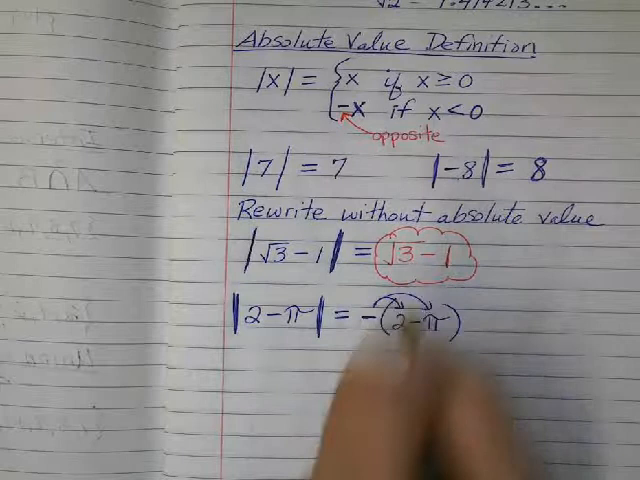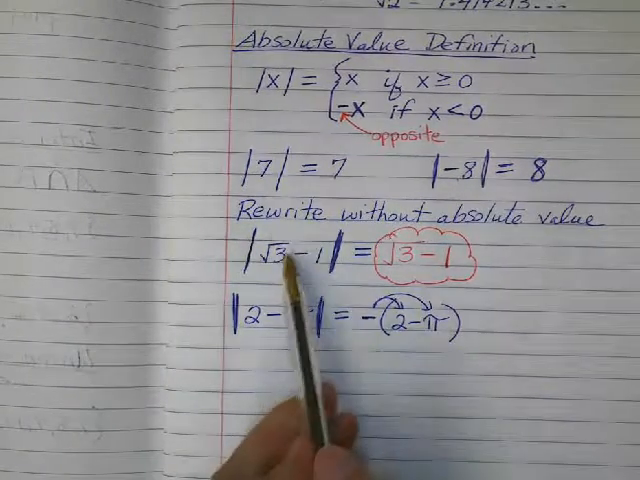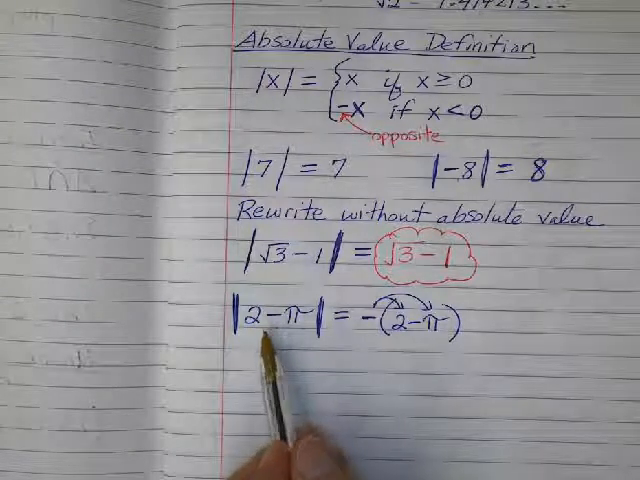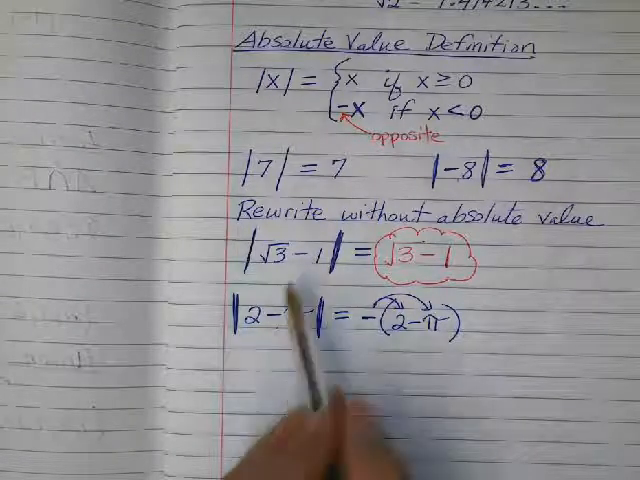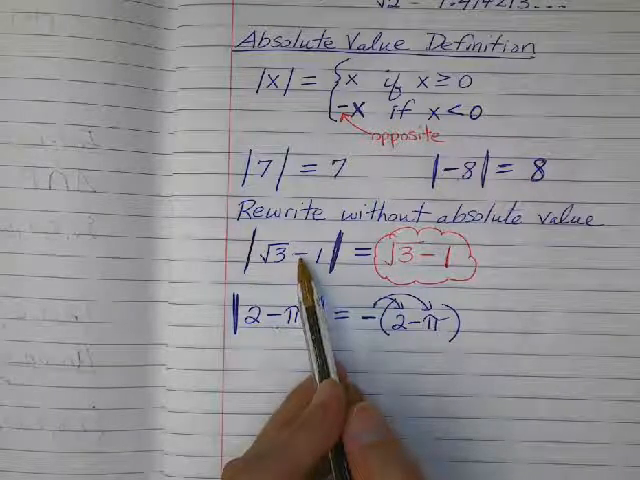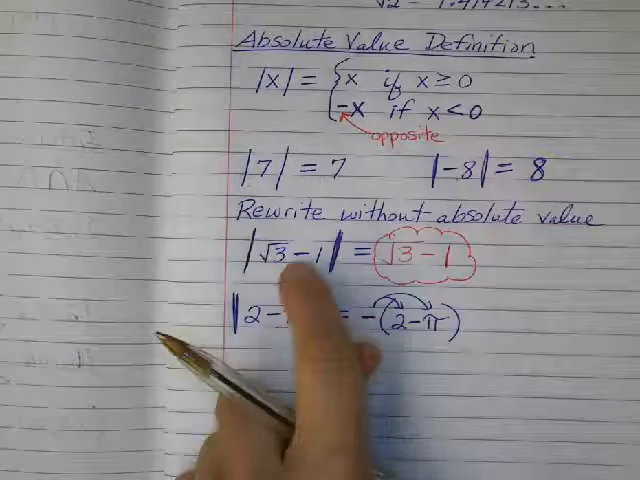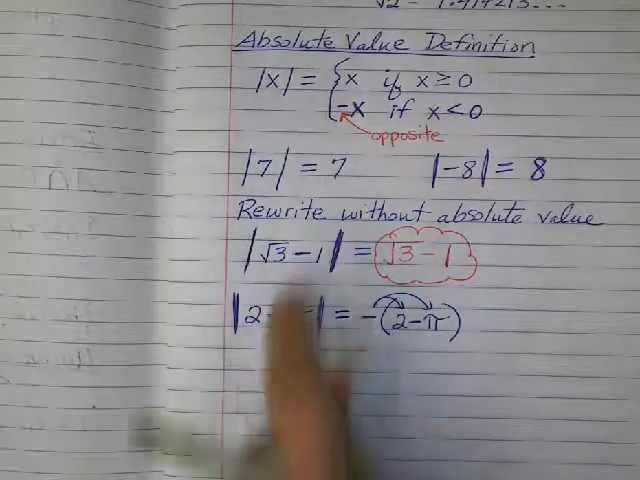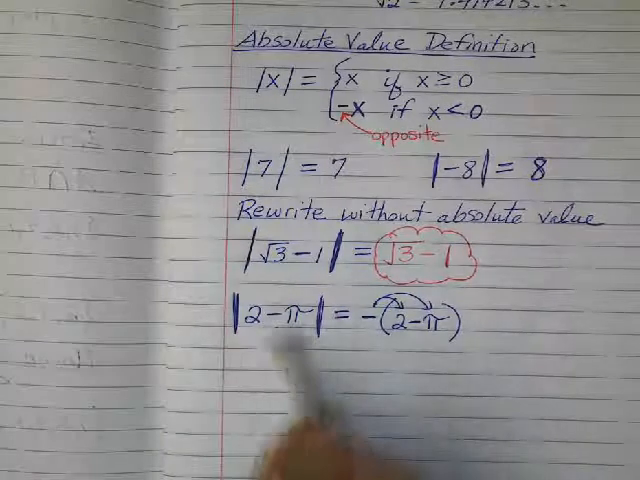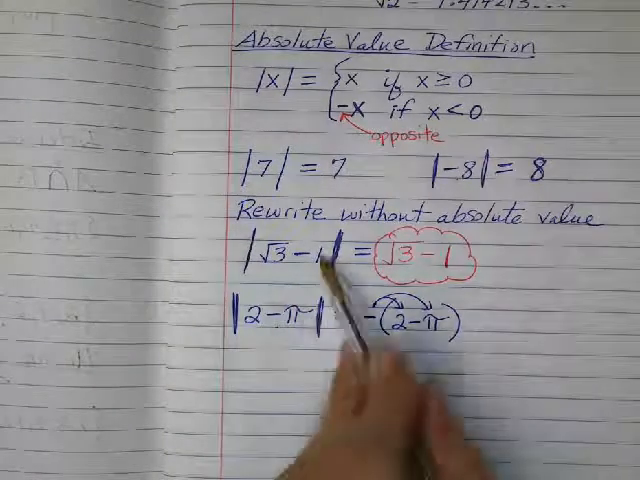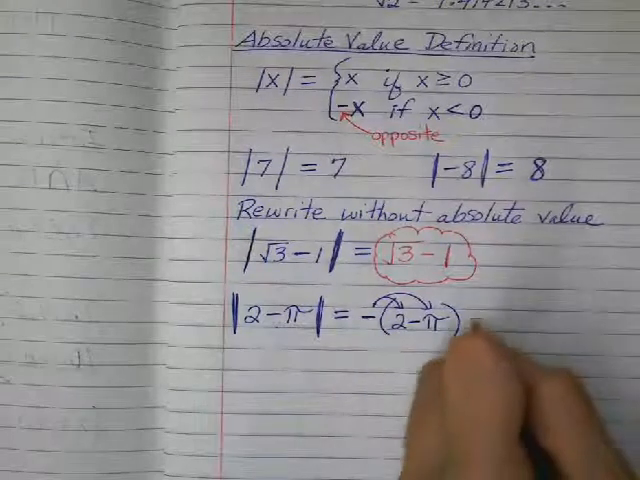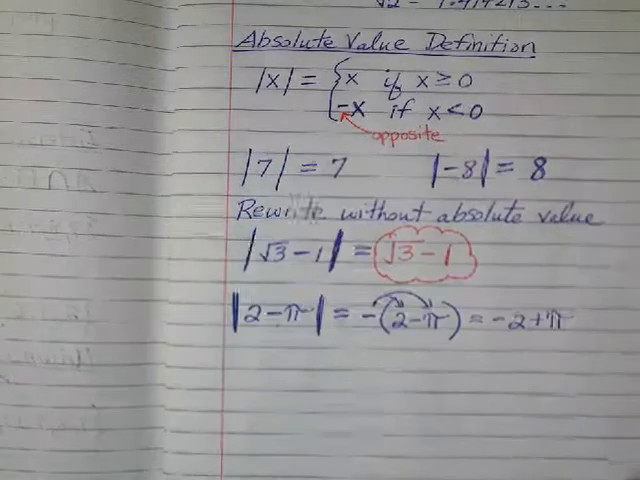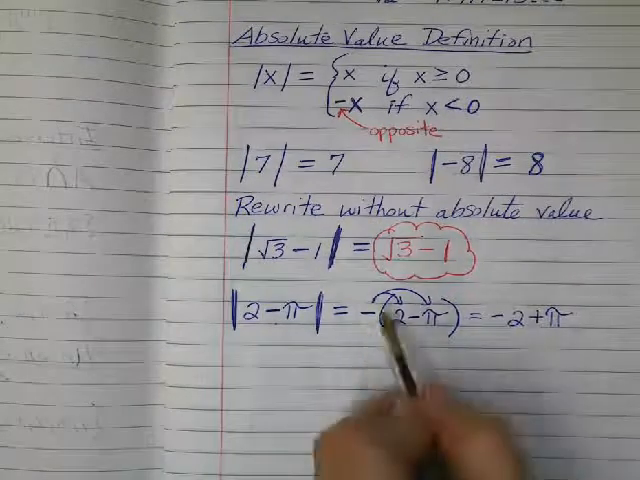Yes, you have to know if this is positive or negative. No, you don't just switch that to positive. If I think about this whole answer, is that positive or negative? If this whole answer is negative, then you switch it. So now it's going to be negative 2 plus pi. That's the answer. You switch the signs. You distribute the negative.